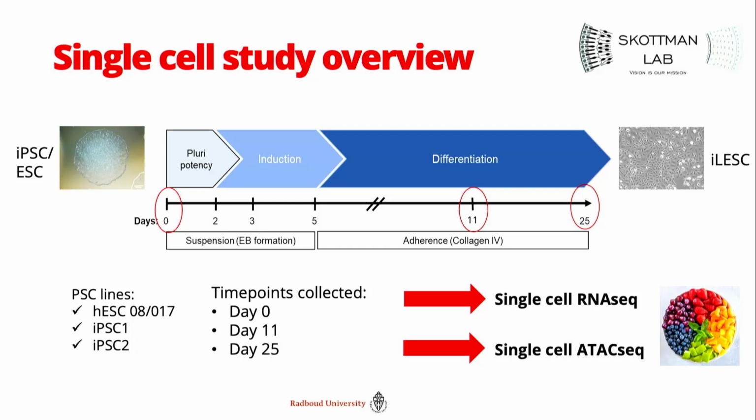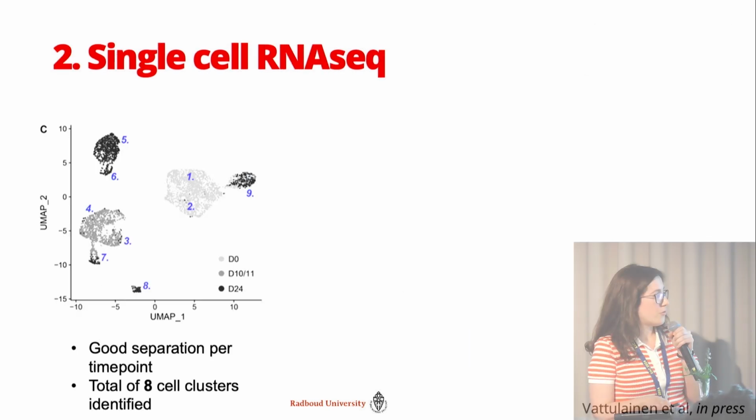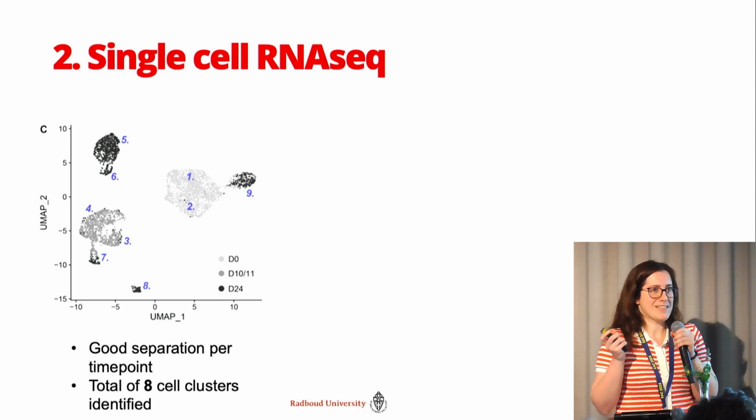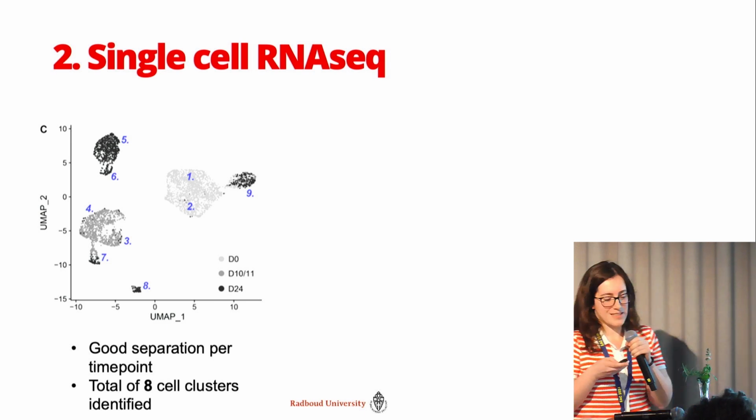We did the same process, pretty much the same protocol. We picked 3 time points. This time we actually worked with the Skottman Lab from Tampere. They are the ones who did all this iPS differentiation work. And then we collected these samples and sent them for single-cell RNA-seq and ATAC-seq. And this is a little overview. The paper is actually pre-accepted. We're still waiting for the final decision, but it's looking good.